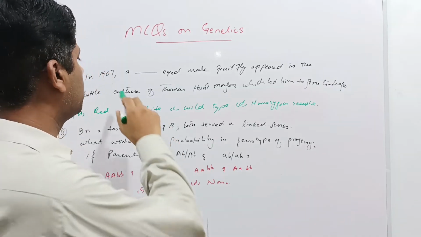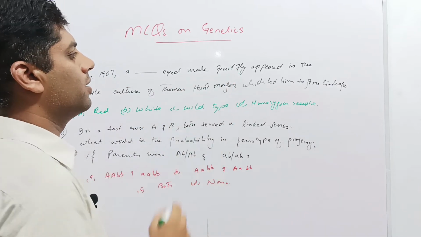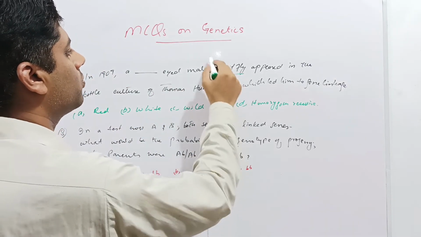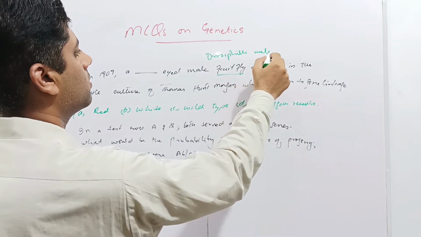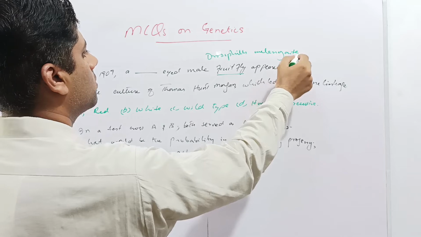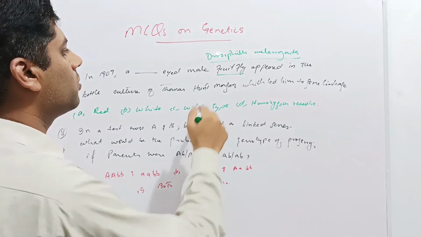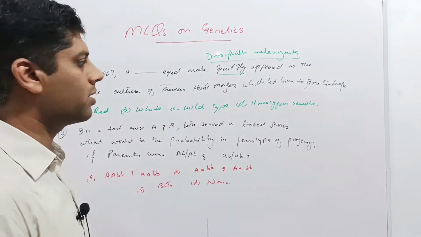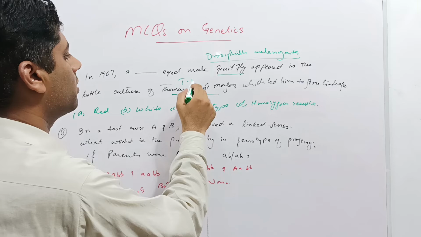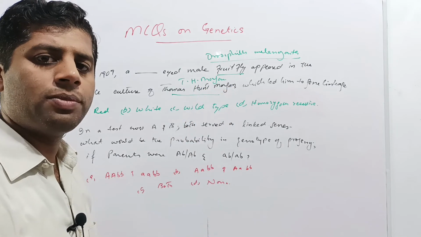Next question is, in 1909, a dash-eyed male fruit fly, the Drosophila melanogaster. The fruit fly is called Drosophila melanogaster. It's a biological name, so I have underlined it. So the fruit fly appeared in the bottle culture of Thomas Hunt Morgan. Thomas Hunt Morgan is T.H. Morgan, which led him to the phenomenon of gene linkage.